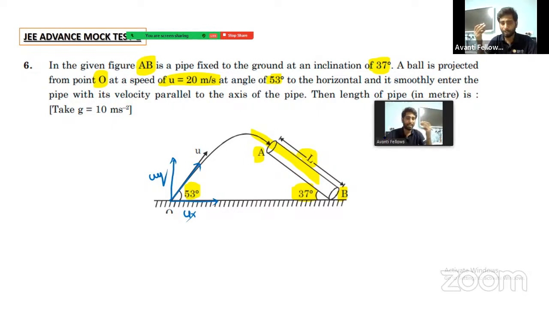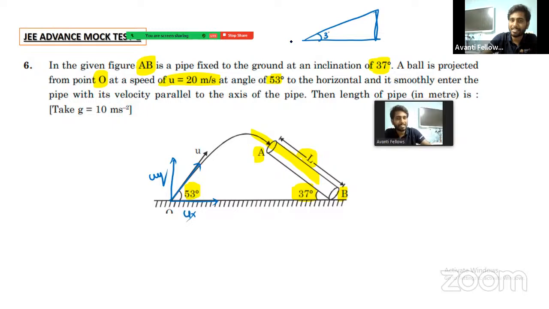If the given angles are normal values like 30, 45, 60, 90 degrees, you can easily calculate the values. But if they give 53 and 37, you get a standard triangle. If it is 37, its opposite side will be 3, adjacent will be 4, hypotenuse will be 5. And its complement is 53. For 53, opposite is 4, adjacent is 3, hypotenuse is 5.